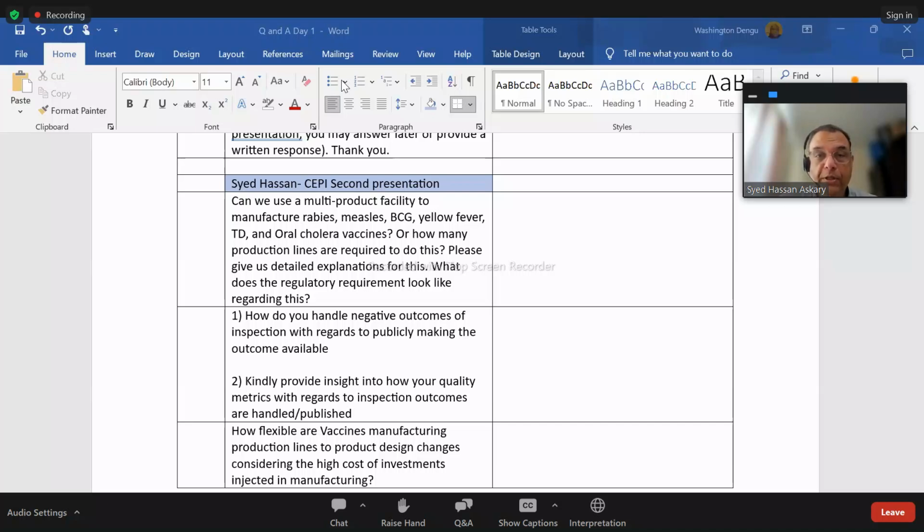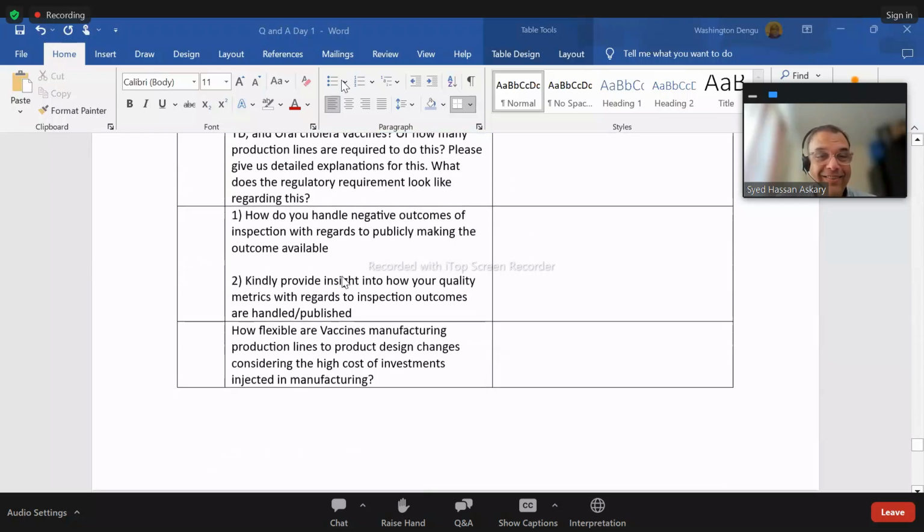I don't know what procedure you're going to use. BCG is a very tough procedure to manufacture. So that I can say. This is okay. Next one.